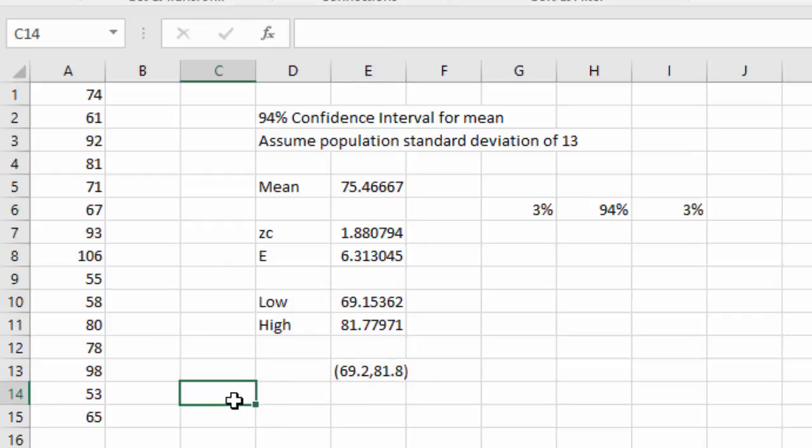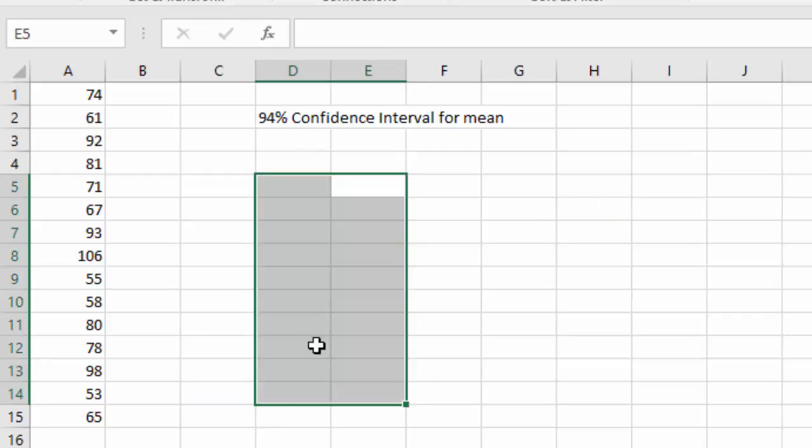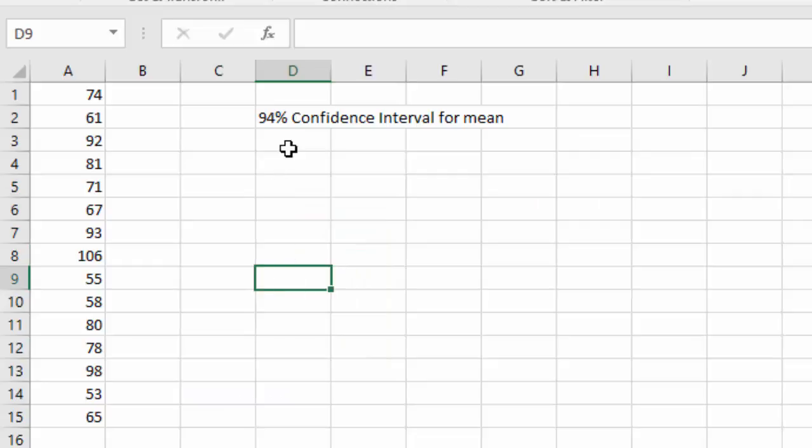Now, the process is very similar if we don't know the standard deviation of the population. And in fact, this is more common in real life. We're going to have to estimate the standard deviation by using the sample that we found. Remember, when we estimate the standard deviation, that means we need to use the t-distribution. Slight difference, but very similar.